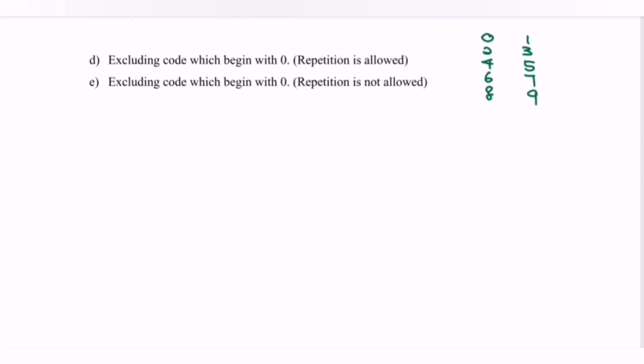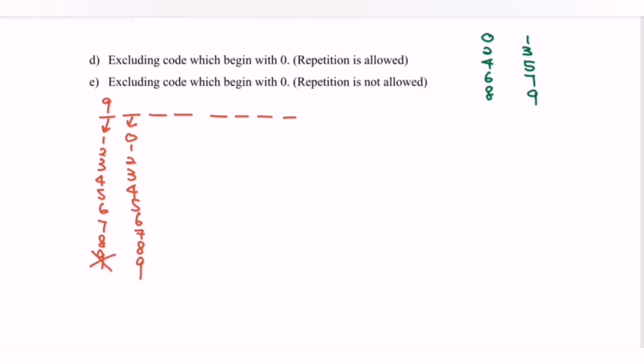Kindly refer to D, excluding the code which begins with the 0. So meaning that for the first digit, no 0 is allowed. So where we have 1, 2, 3, 4, 5, 6, 7, 8, and 9. So how many possible digits that we can have? So the answer is 9. Next, we have 0. And for the second digit, how many options do we have? So the answer is 10. Reason? Because refers to the question, repetition is allowed.